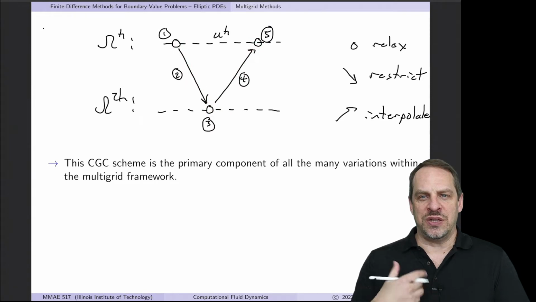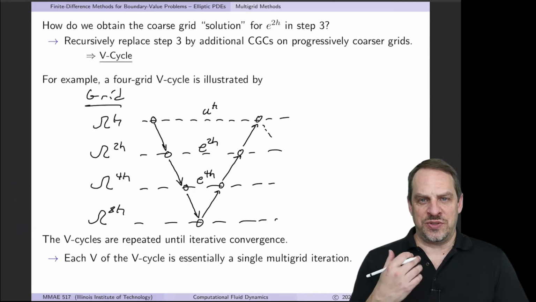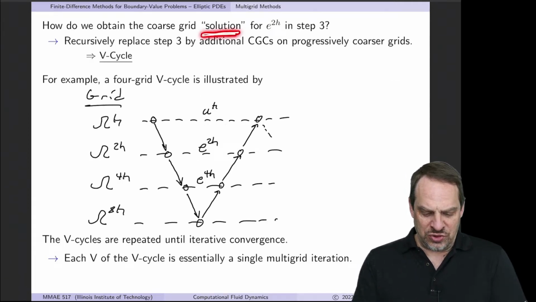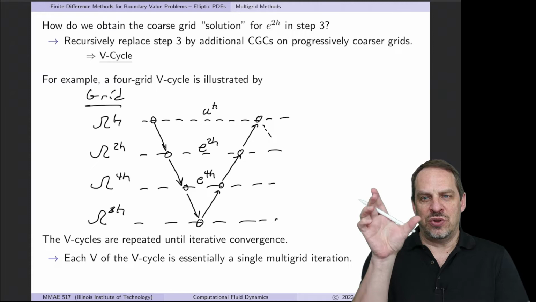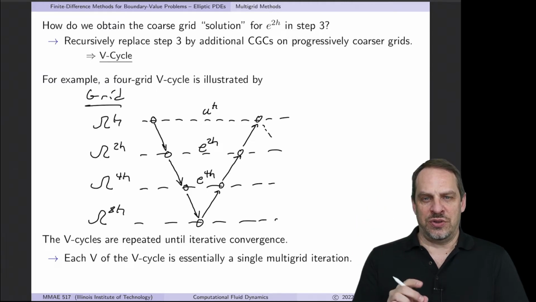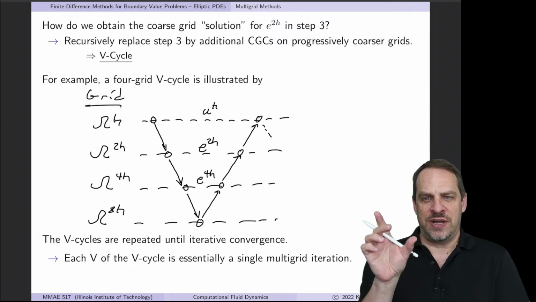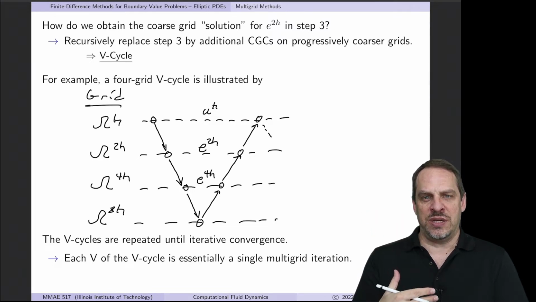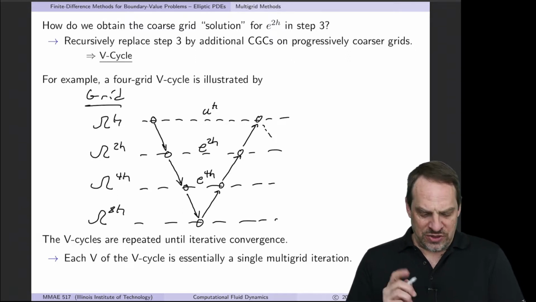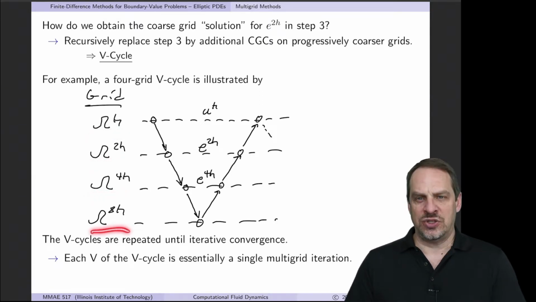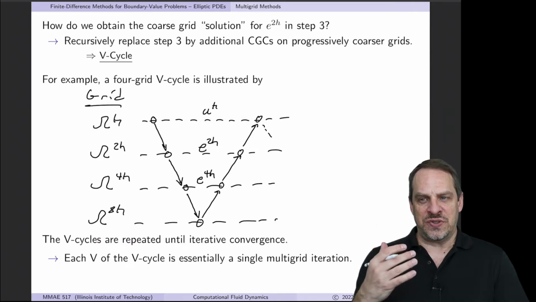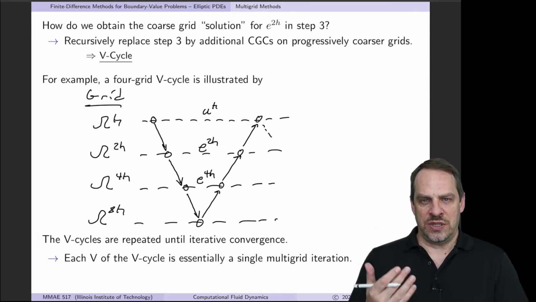The question I left hanging in the last video is, how do we solve that error equation in step 3? That's addressed using what's known as a V-cycle. So the quote-unquote solution, and this is why I put it in quotes in step 3, is actually obtained by recursively going down, down, down further in the grids. So we start with the finest grid, cut it in half, cut it in half, cut it in half as many times as we can until we get down to the coarsest grid possible for the given problem that we're treating. So let's take an example where we have 4 grids, omega H, 2H, 4H, and 8H. At each level, we're doubling the grid size and halving the number of points in each direction.